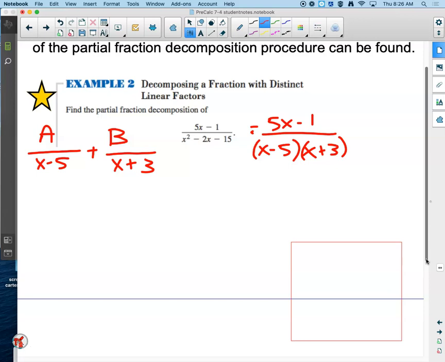We have to figure out what's going to happen up here. So I think, all right, this one has the x minus 5, so I'm going to have to multiply the a by x plus 3. That's what has to happen. And this one has the x plus 3, so I'm going to have to multiply the b by x minus 5. All right. Well, that looks very algebraic. Let's go ahead and distribute.